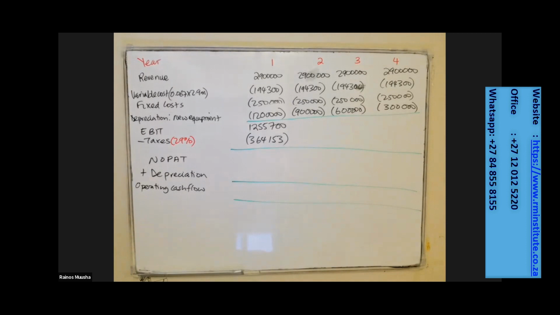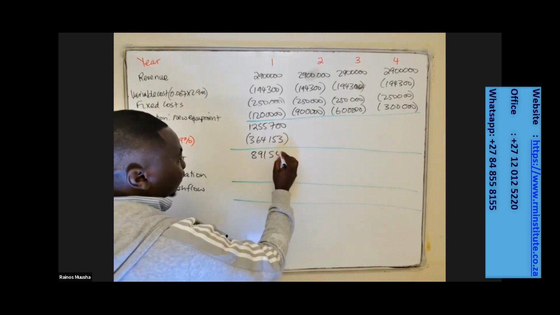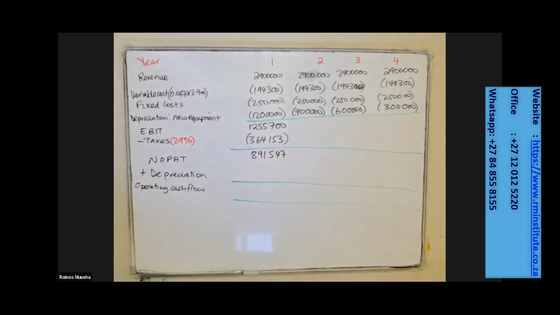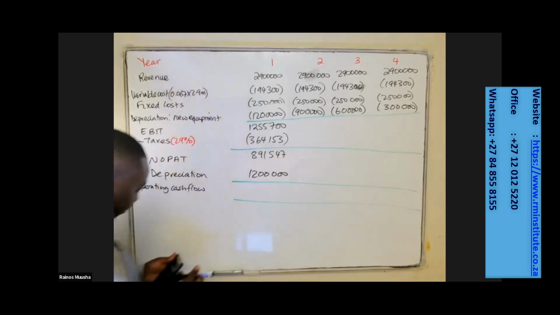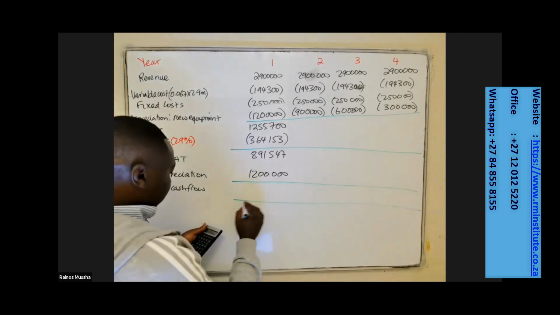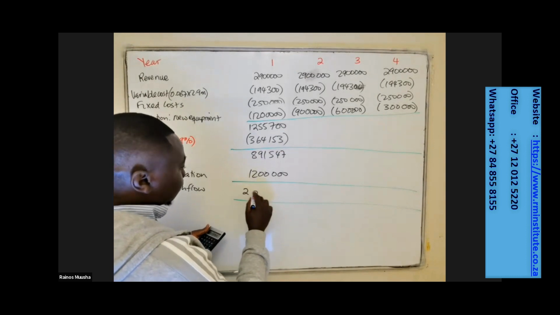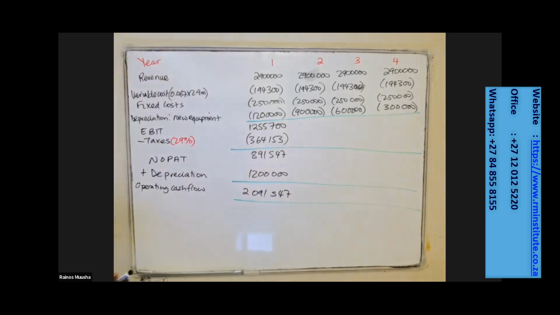And from 1,255,700, you get your net operating profit after tax, which is equal to 891,547. Then if you add back the depreciation amount of 1.2 million, you are going to see that your operating cash flow in this case is going to be equal to 2,091,547. Are we on the same page then?